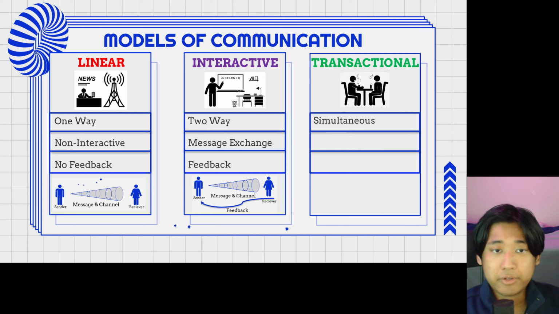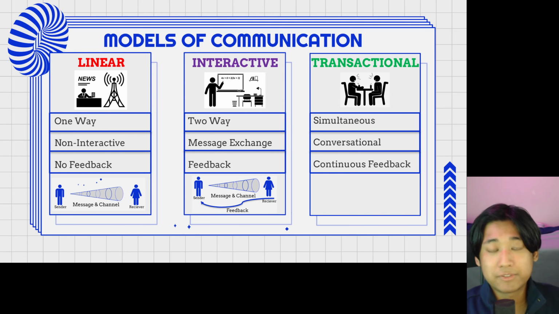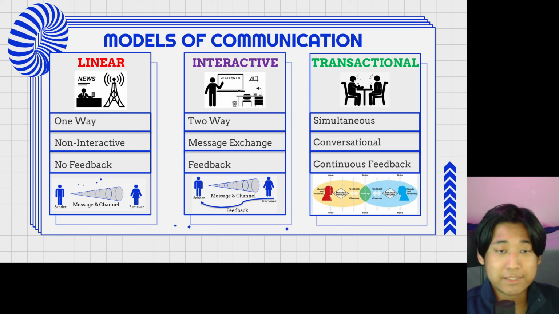Well, in this model, it's a simultaneous type of model. Messages are being sent and received simultaneously. It's a conversational type of communication, and there's continuous feedback between the sender and the receiver. And through this model, we can see that the sender is sending a message and also getting feedback from the receiver at the same exact time.